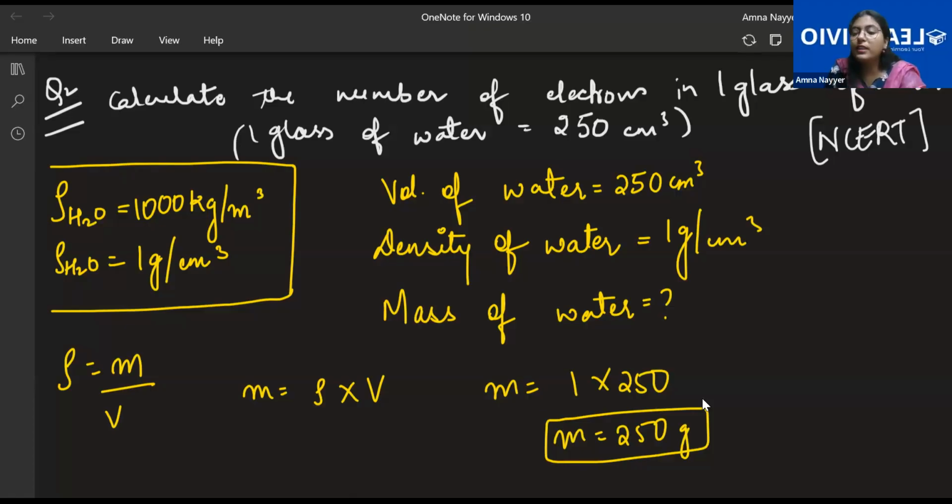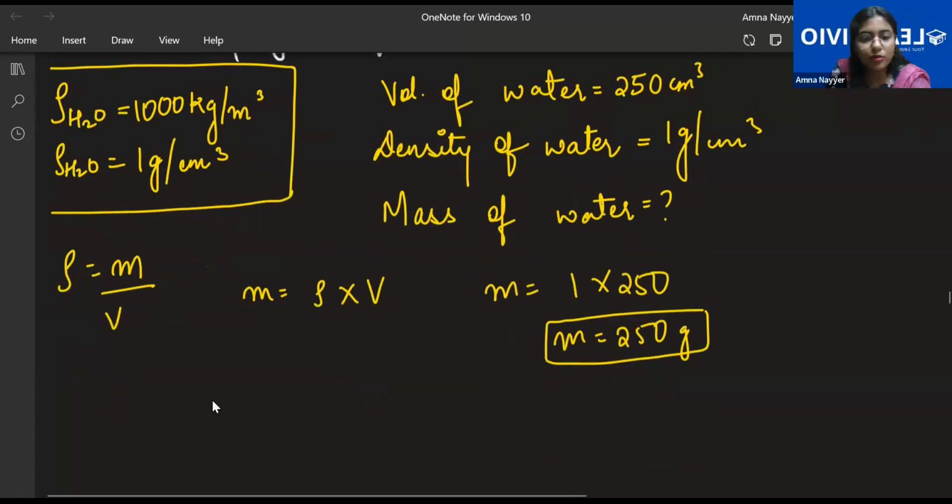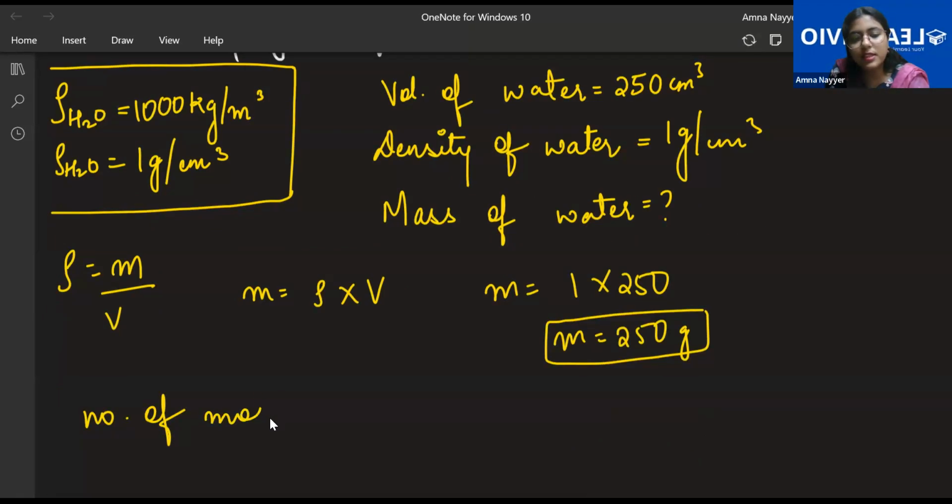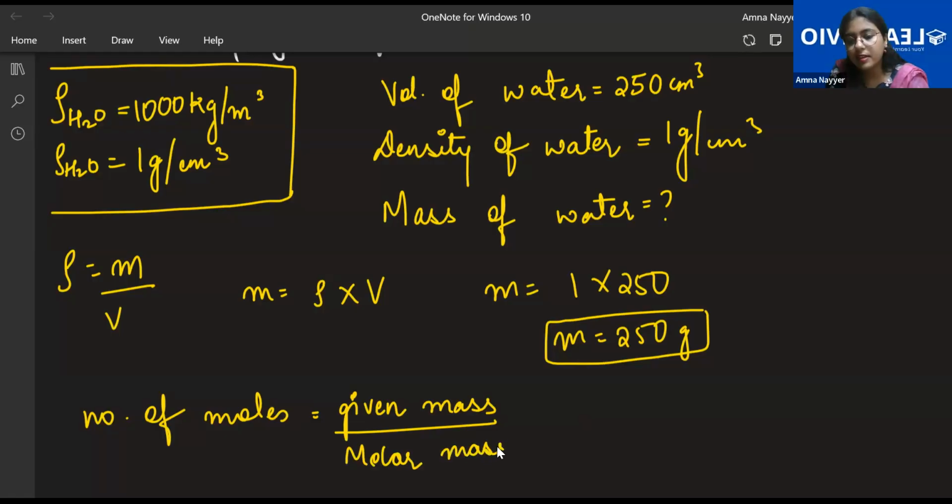Now why did I calculate the mass? I calculated the mass to calculate the number of moles. Number of moles is equal to given mass by molar mass. Remember class 11th chemistry? All of you must have done it.